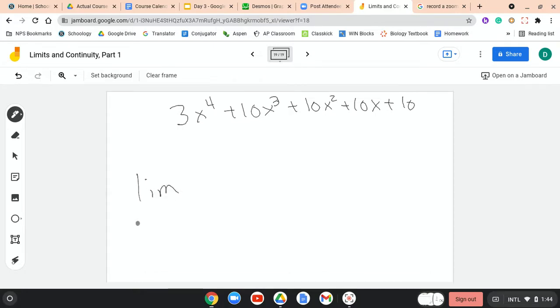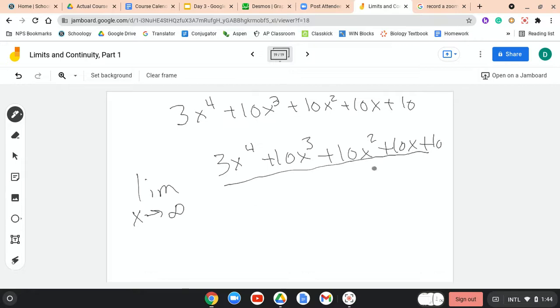I'm going to evaluate the limit as x approaches infinity of this crazy function, 3x^4 + 10x^3 + 10x^2 + 10x + 10, over its first term, its biggest term, 3x^4. So what this means is it's asking us to evaluate what the ratio of these two functions is as x gets very large, as our inputs get very, very large. And if we find that this limit is equal to 1, what this will tell us is that as x gets very large, these functions are the same, because something divided by another thing, if it equals 1, they're the same.